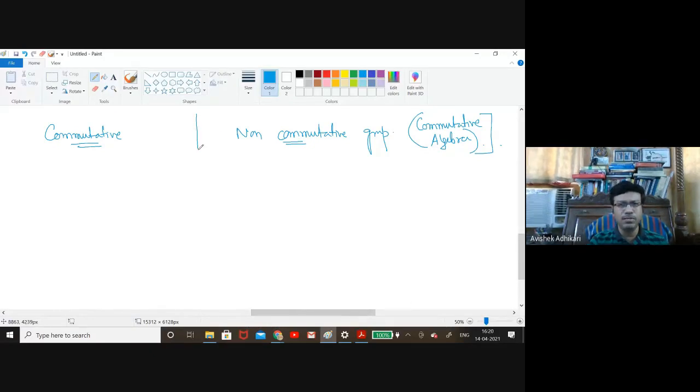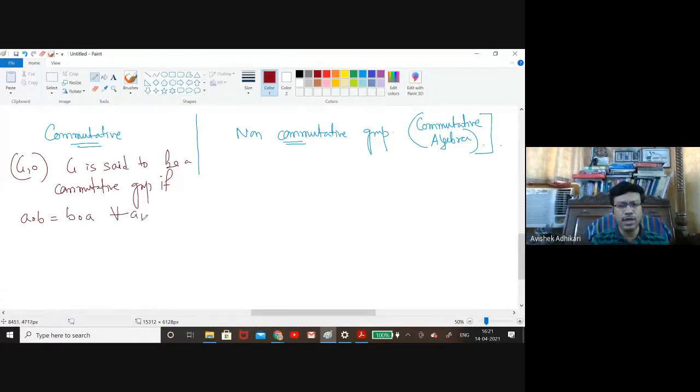So the question is, what do you mean by a commutative group? As I mentioned, we already had a group with respect to some composition, and we call it a group G. G is said to be a commutative group if a composition b equals b composition a for all a, b belonging to G. If you take any two elements from the group and can interchange them under the composition for any pair, then we call it a commutative group.